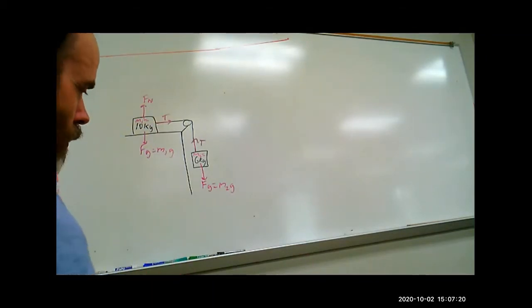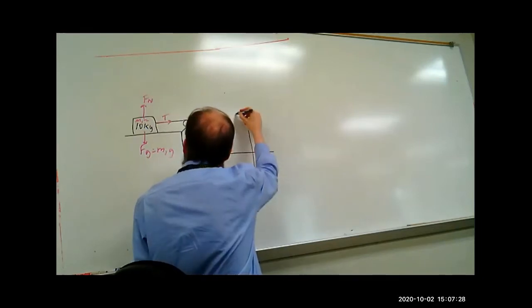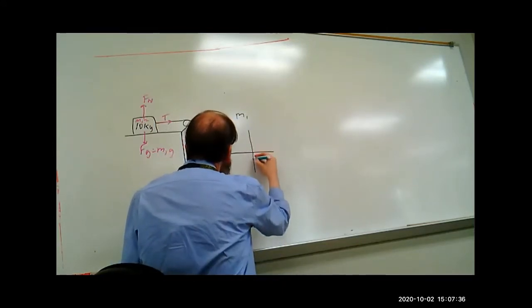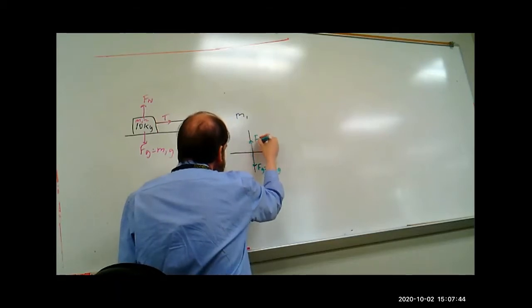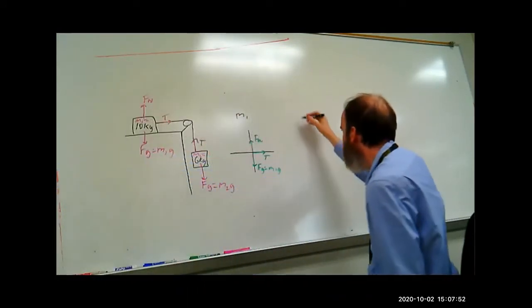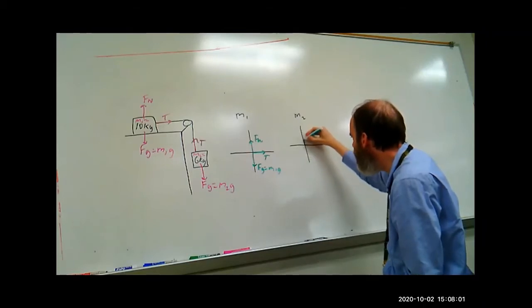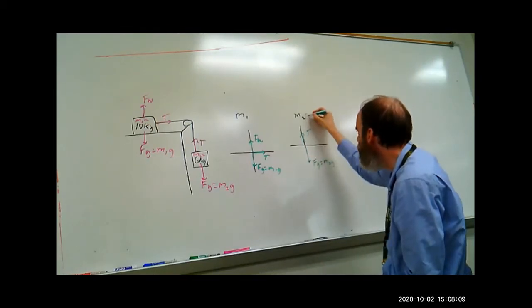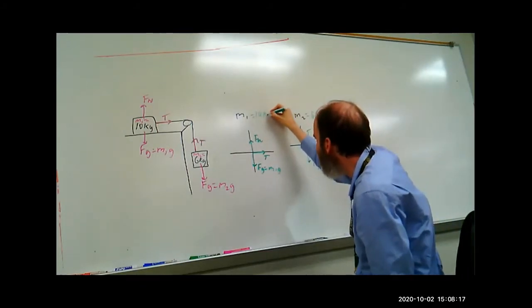Now we draw a free body diagram for each of the masses. Over here, this is for M1. We've got the force of gravity, M1G, the normal force, and the tension. And now let's do M2. For M2, we have the tension going up, and we've got the force of gravity, M2G. So this is 6 kilograms, this is 10 kilograms.